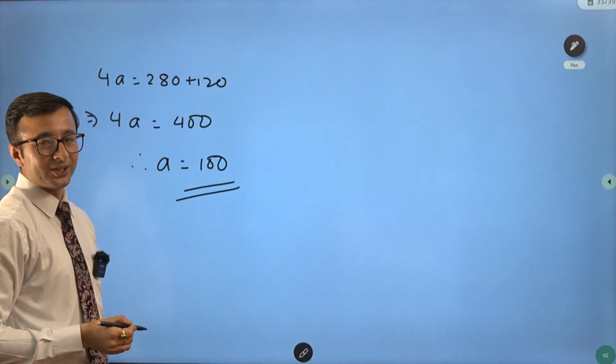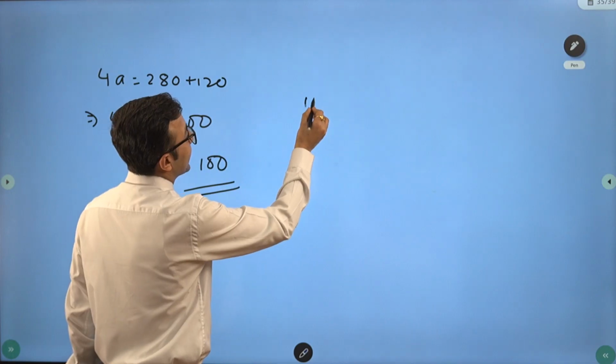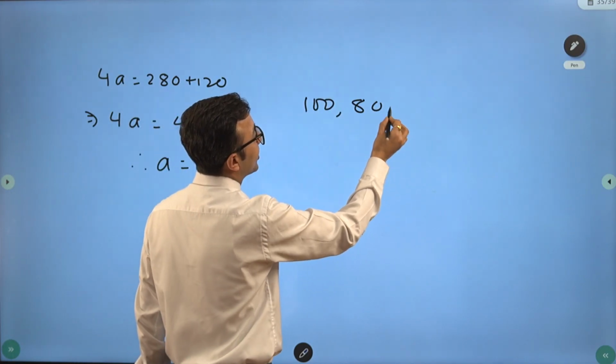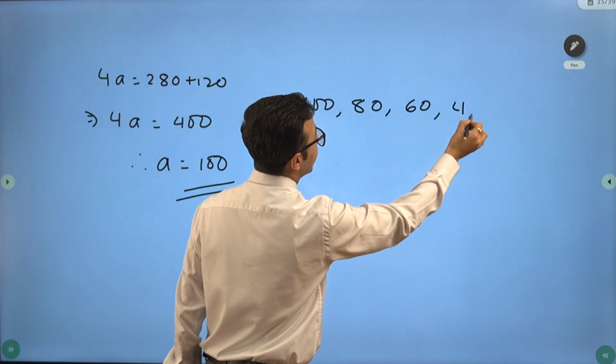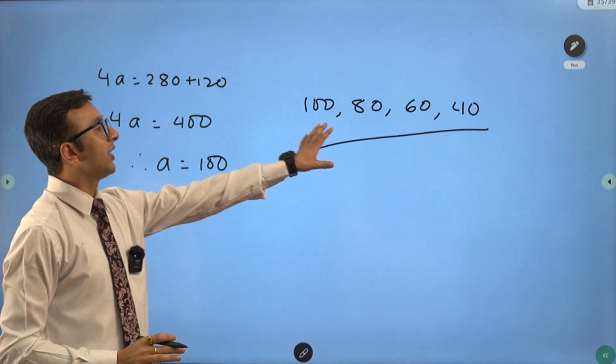So the student who is first in the class is getting 100 rupees. The second is getting 80, the third is getting 60, and the last is getting 40. So these are the answers, and these are the values of each cash prize.